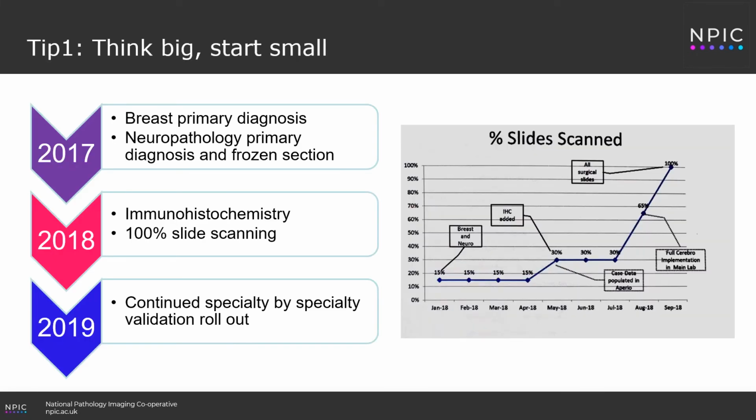Number 1, think big, but start small. The flowchart on the left shows the stepwise approach we took to digital pathology at Leeds, cautiously implementing in breast pathology and neuropathology before rolling out in a more widespread laboratory use. And the graph on the right shows the percentage of surgical pathology slides we scanned in the 2018 calendar year, and it shows the stepwise approach to rollout. This allowed the laboratory to plan ahead, to compensate for changes to workflow, and for staff to become familiar with the processes.